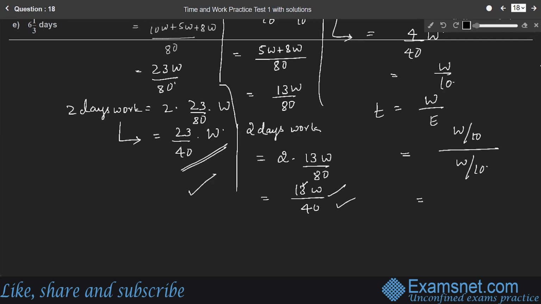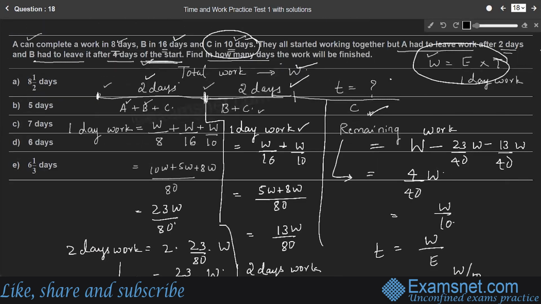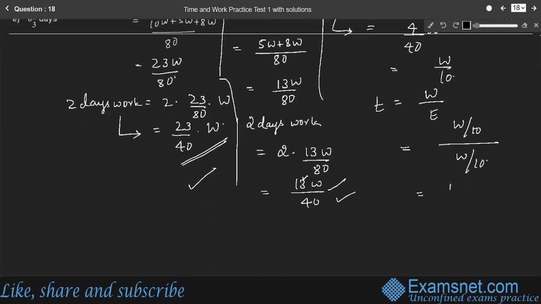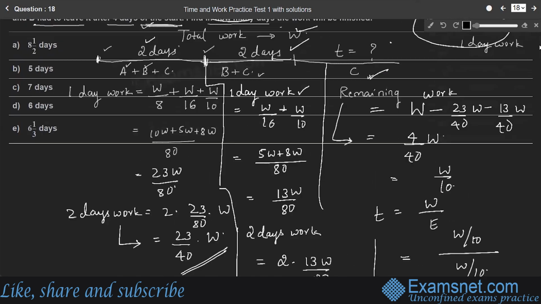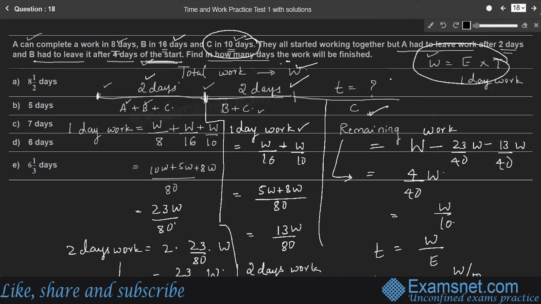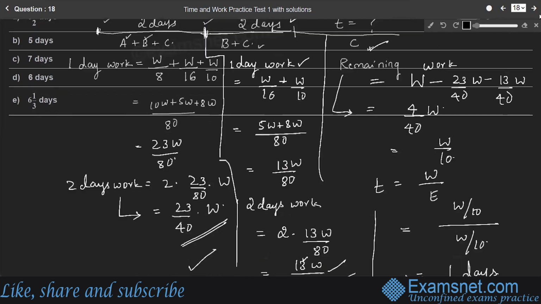Therefore, so what is the answer? Time is equal to work by efficiency. In how many days? C completes the remaining work in 1 day. Here the question is, find how many days the whole work will be finished, not only the remaining work, right?